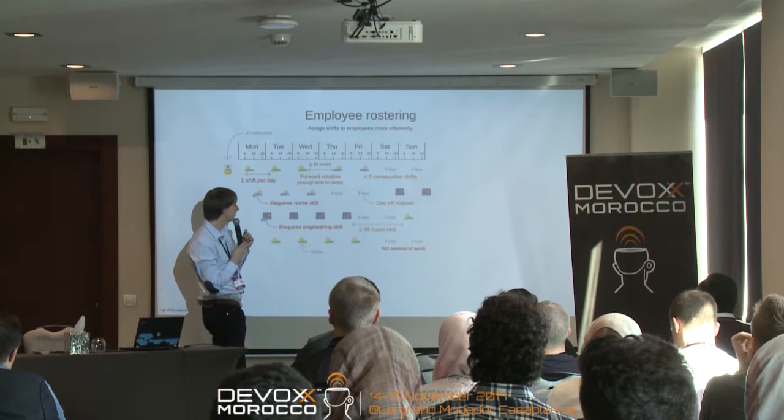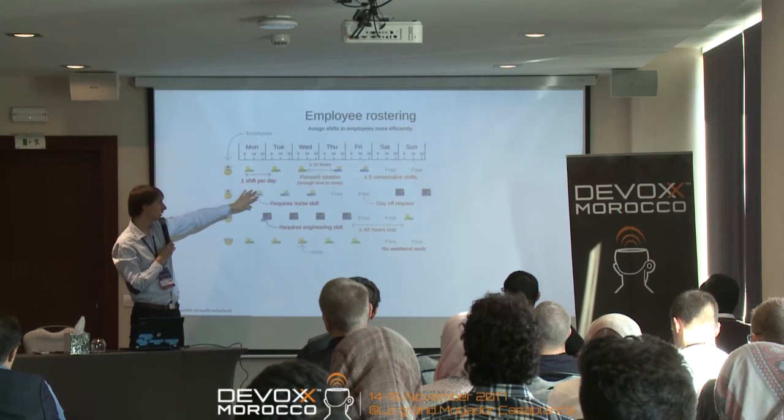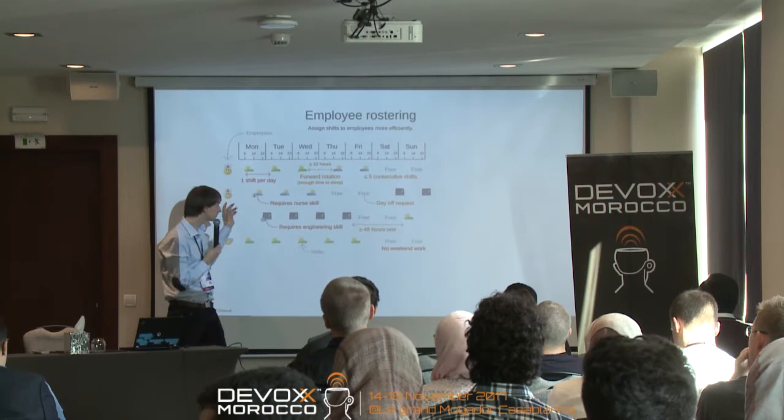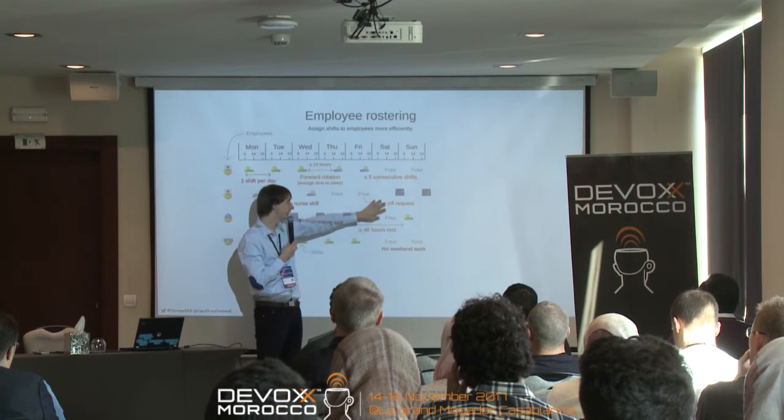You might also have things like affinity. This nurse usually works in that department, so let's try to plan her there. That's usually a soft constraint. So skill is hard, affinity is soft. Then the off requests, that's the big one here. That's the one that is very hard to do because there are lots of these.